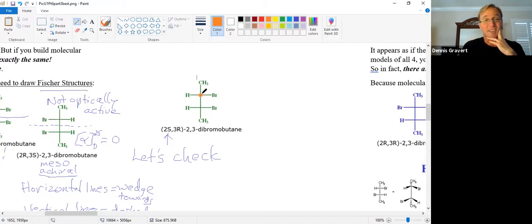Step 2, rank the 4 groups. Okay, so going to the left, there's a hydrogen. Sorry, hydrogen, you're grabbing 4th place as the lowest atomic number. Going to the right is bromine. That's going to take 1st place because it beats out the carbon, element 6, and this other carbon, element 6.